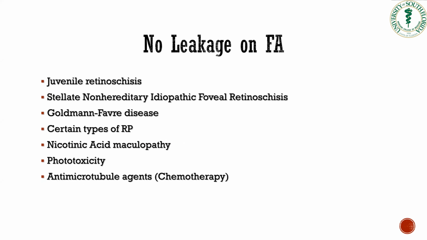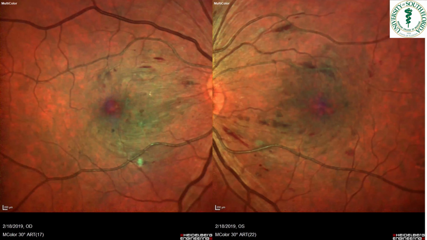This is an important slide. I'm sure you guys are somewhat familiar with it, committed to memory. I can't tell you how many OKAP questions I had to answer regarding this. No leakage on FA. These are all forms and conditions where we see the edema present, but they do not leak on fluorescein angiography. So as a few examples, this patient is a diabetic, so we'll give you that.